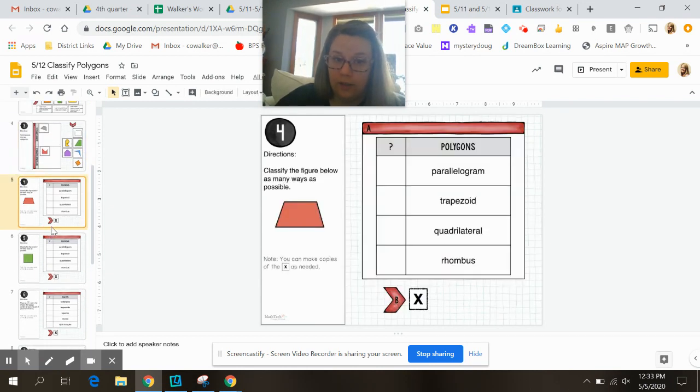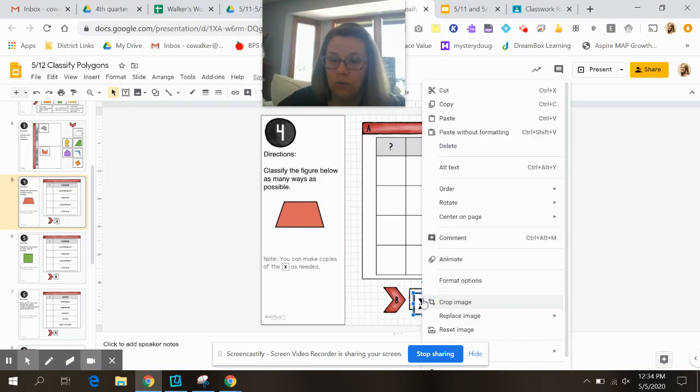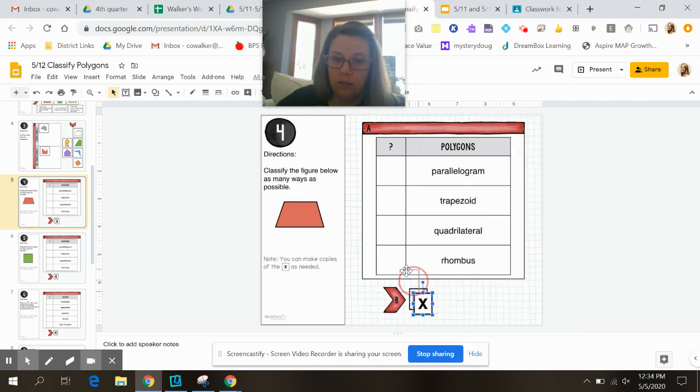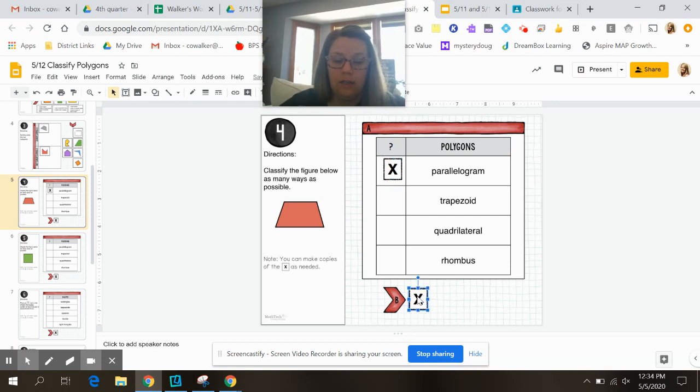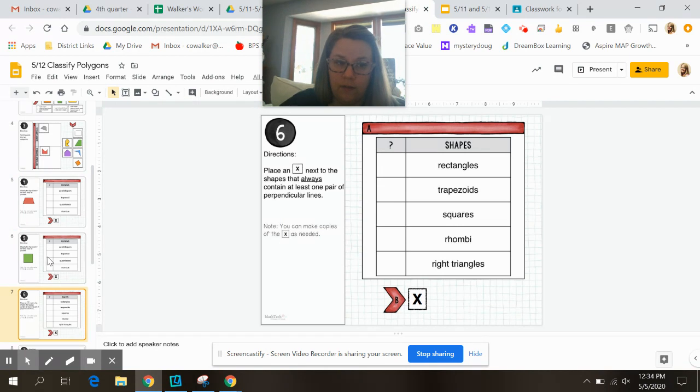You're going to classify the shape as many ways as possible. So you can make an X, a copy of this. You'll just click it and hit Control C and then hit Control V, or you can just right click and say copy and paste, whichever way, and then you can move that. So if you think that it's a parallelogram, then you can copy it again because you're going to have more than one. So if you think it's all 4, you can just continue to put X's in the box of those that are accurate and correct. So you're going to do that for slide 4 and 5. When you get down, 5 and 6, sorry.